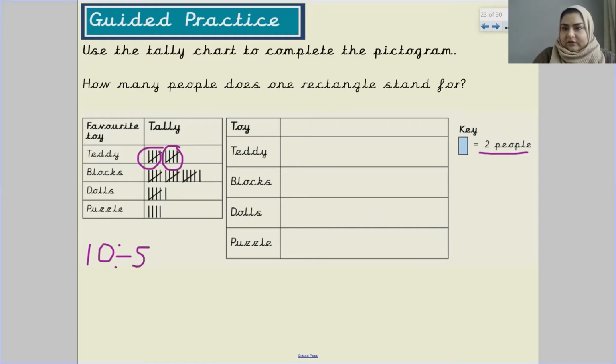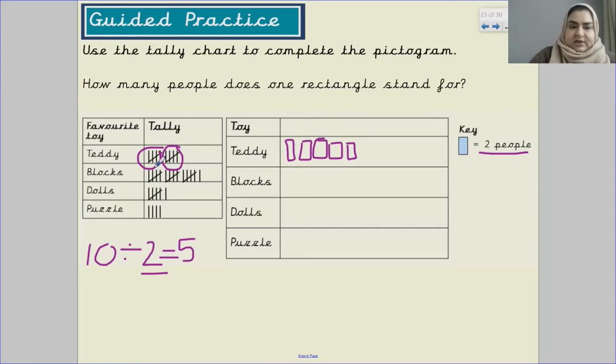So I do 10 divided by 2. Sorry, I wrote that wrong. So I know 10 divided by 2. The reason I've done 2 is because 1 rectangle represents 2 people. And the reason I've written 10 is because my tallies show me there's 10. So 10 divided by 2 means 5. So I am going to draw 5 rectangles. 1, 2, 3, 4, 5.